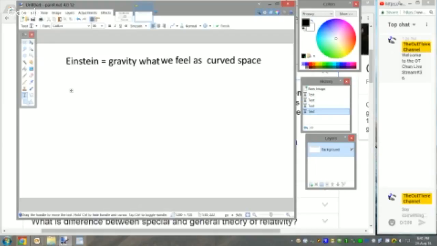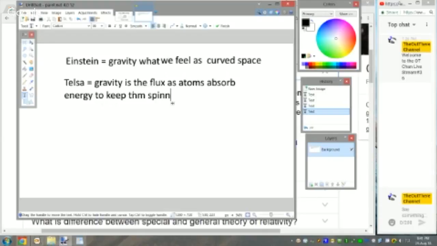So Tesla's view of gravity. He says gravity is a flux as atoms absorb energy to keep them spinning. Yeah, that key's not working.